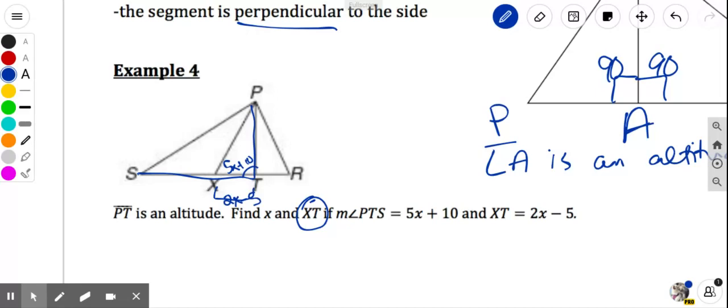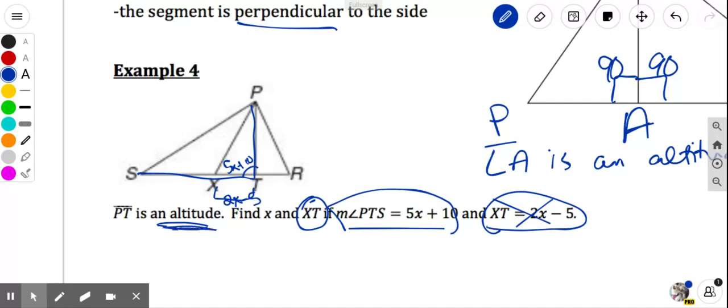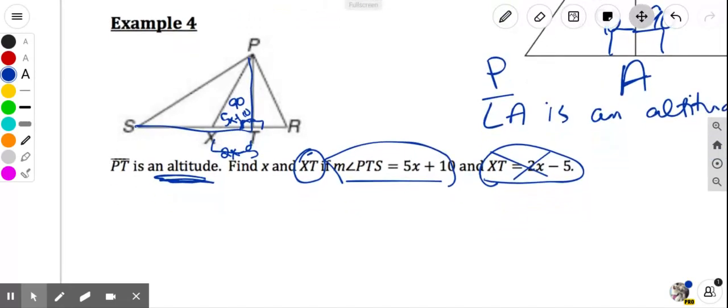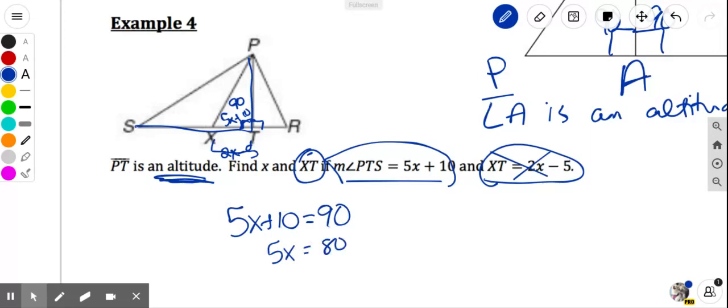So anyway, what do I know about PTS though? I know nothing about this. So we're going to forget that for a second. I do know that this PTS, because we have an altitude, is 90 degrees, because this is a right angle and this is a right angle by definition of an altitude. So what we can do is take 5x plus 10 and set it equal to 90. And then solve. So subtract 10. So we have 5x equals 80. So x is 16.